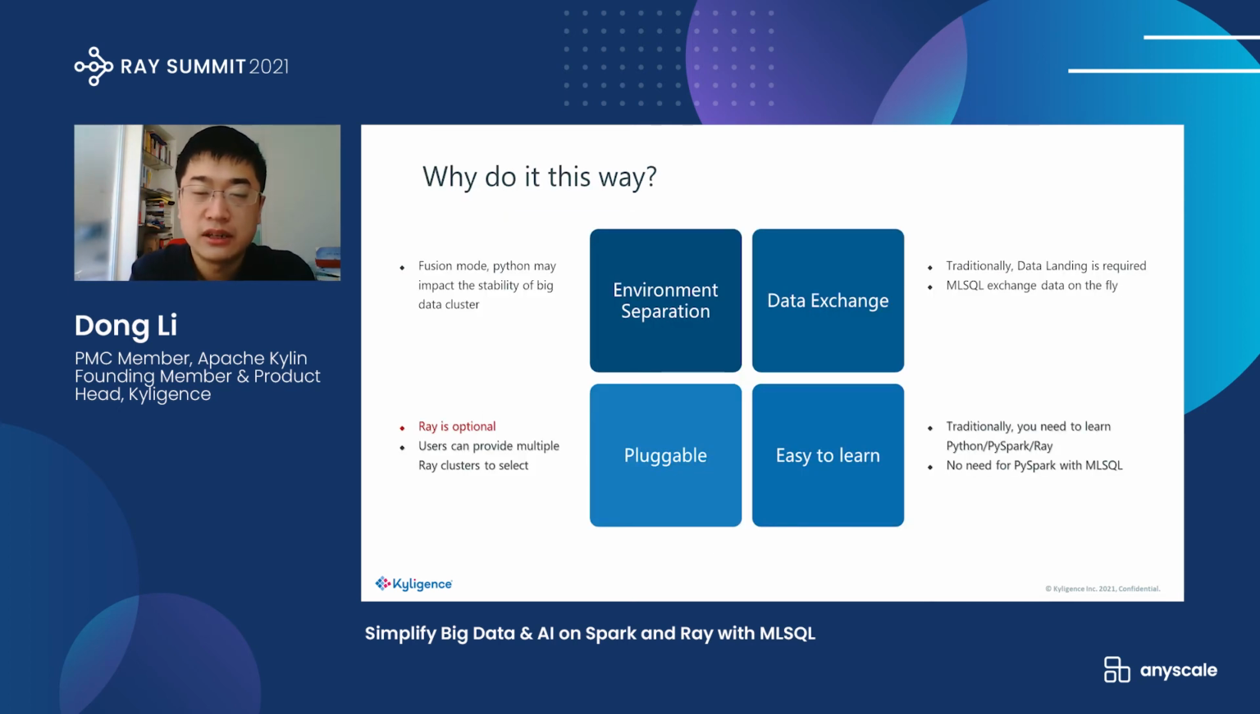Okay, so now let's discuss why we do it like this. With this architecture, we can see the following advantages. Firstly, the resources are isolated. Both Spark and Ray are running as independent applications on different machines and different clusters. You no longer need to install the Python libraries on the Spark cluster, and both your existing Spark cluster and Ray cluster can be leveraged, which is more adaptable in production practice.